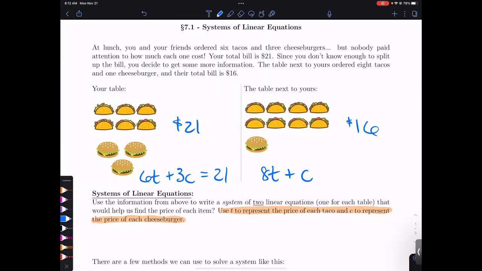8T plus C, or plus 1C if you want, but there's the implied one there, right? Equals 16. Okay, now on their own, this is not enough information to find either T or C, right? Because this is a linear function in terms of T and C instead of X and Y, but this is the equation of a straight line. There are infinitely many points along that, right?